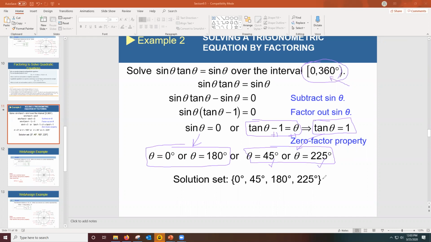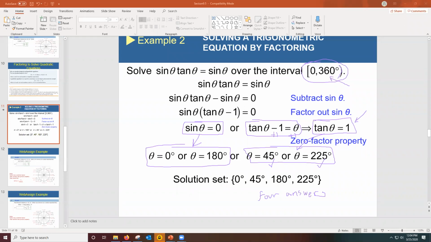So notice for this problem, there's 4 answers. I have two answers for the one equation. The one equation was sine theta equals 0. That got me two answers. The other equation was tan theta equal 1. That got me two other answers. So in this problem, there's four answers.